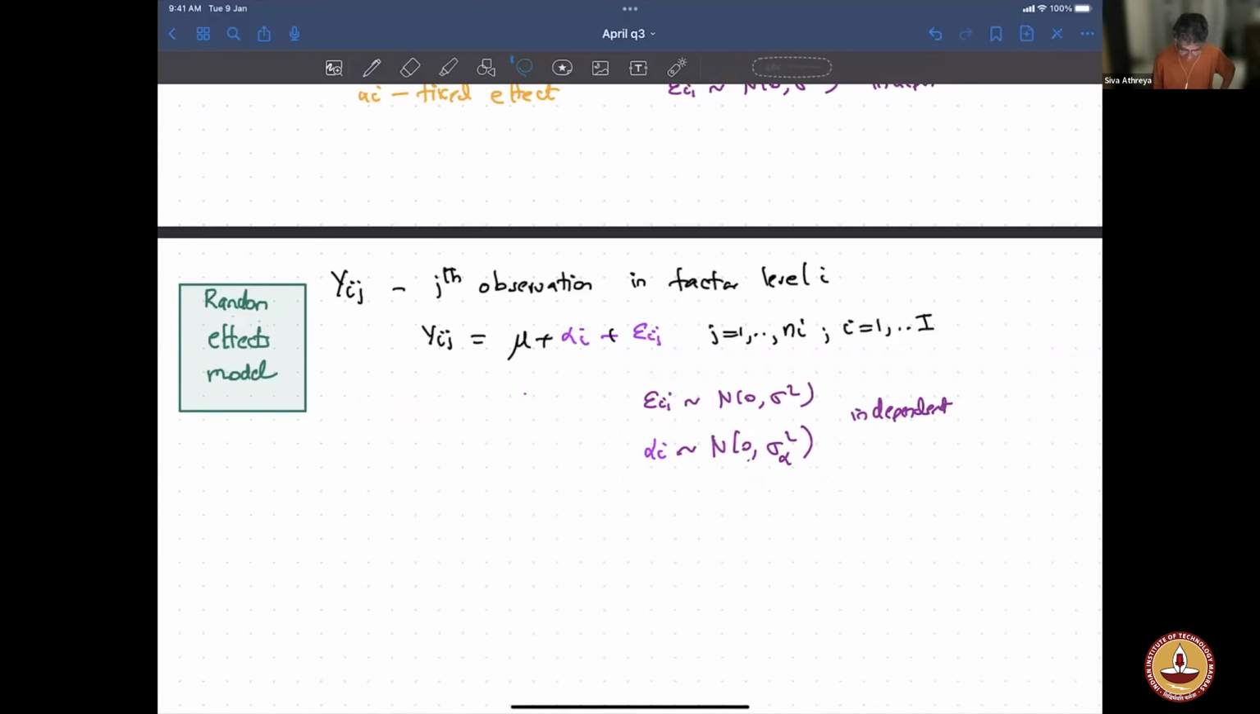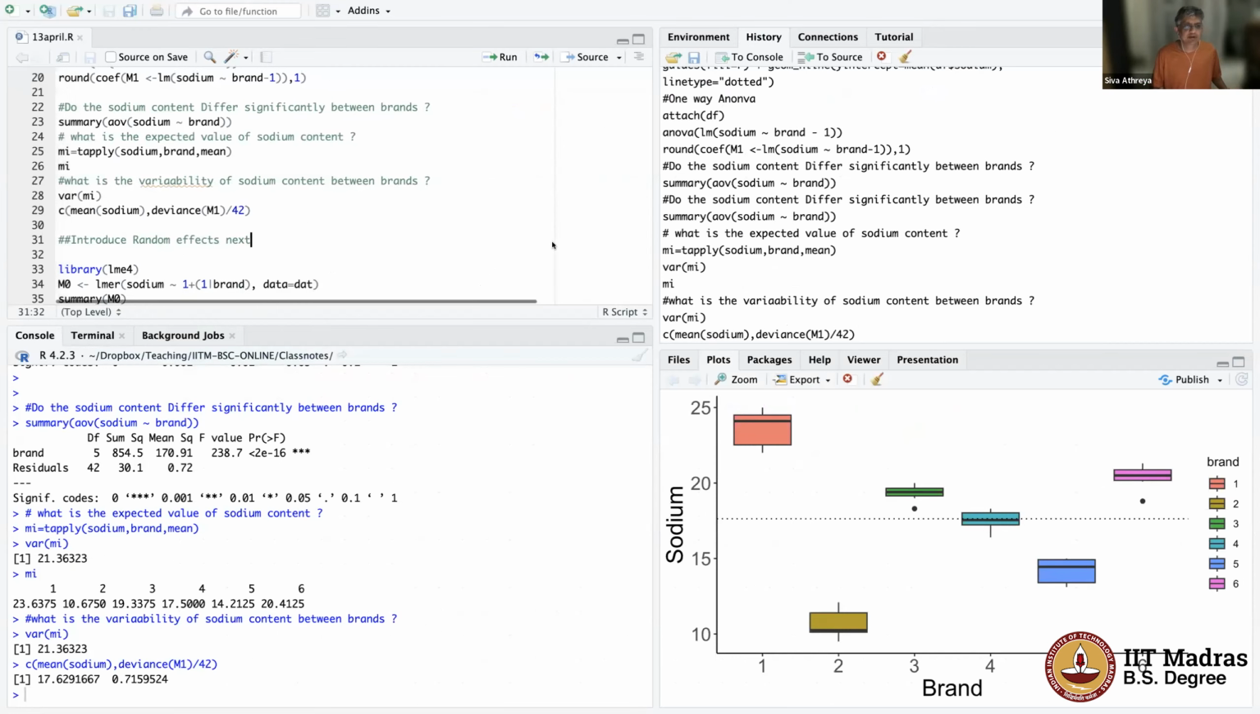Now we'll try to do it in R with the same data set. If I assume there's a random effect in the brands, how will it affect the brand that's randomly chosen? So now I'm going to introduce random effects and do the same model. For this, I will need a library called LME4. That's the one that implements the random effects linear model. So I'll load that.